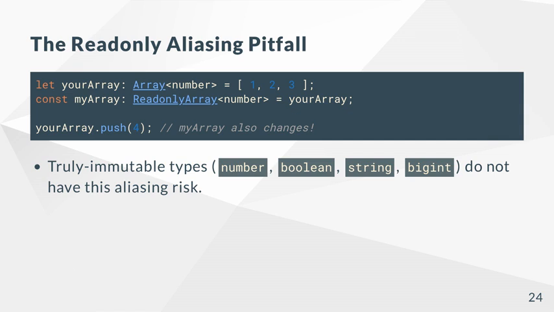It is vital to understand that a ReadonlyArray is not guaranteed to be immutable. If you create a regular array and then assign it to a ReadonlyArray variable, you have created an alias. If another part of the program still has a reference to the original mutable array, they can change the data under your feet, and your ReadonlyArray will change too. Only true immutable types like string, number, and boolean are completely safe from this aliasing risk.